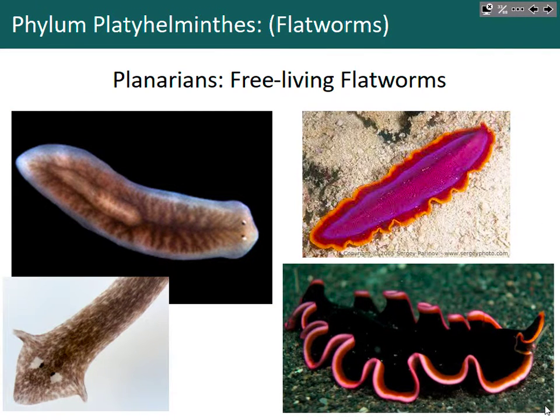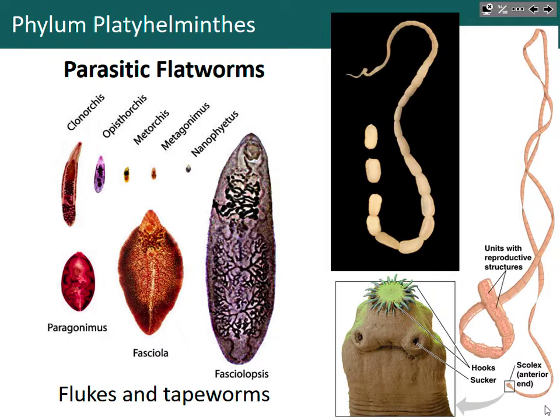These guys are all free-living flatworms. They're in the main group, planarians. Over here are our little brown guys that we've been looking at. And then these are two really fancy colored marine organisms. Marine flatworms are common in reef areas, some tidal areas, shallow marine waters. But we also have a lot of flatworms that are parasitic.